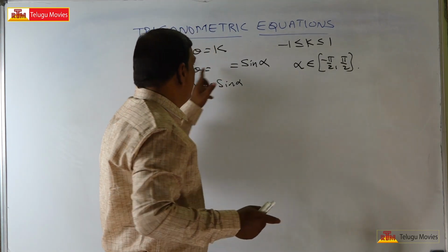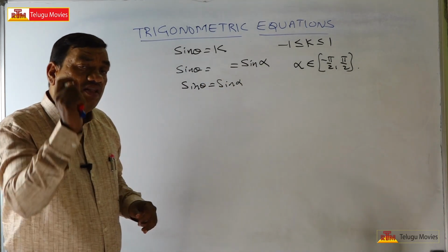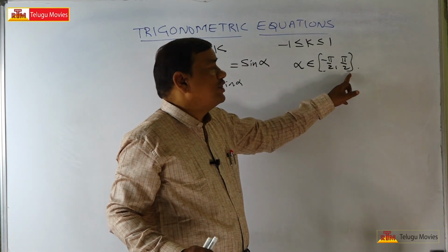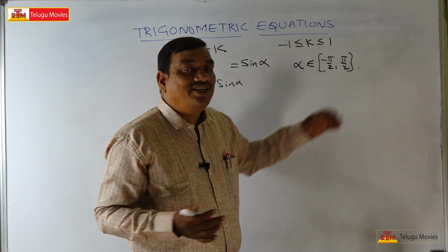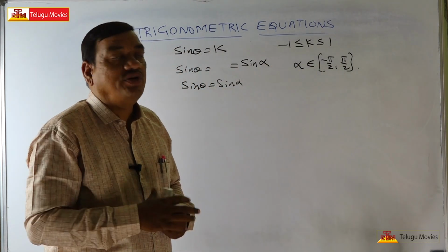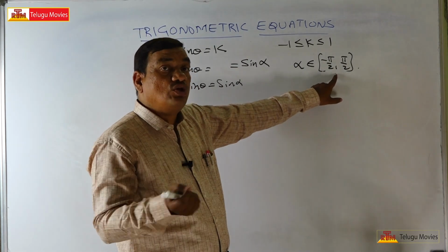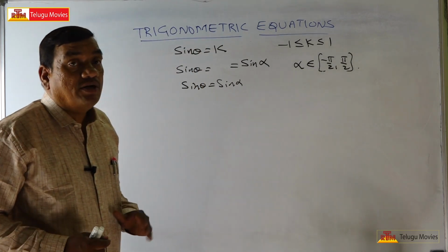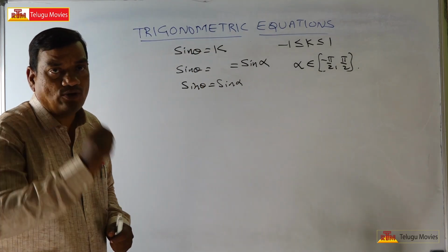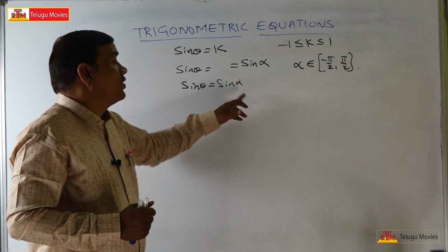For example, sin theta is equal to 1 by 2, what is the first solution? It will come from minus pi by 2 to plus pi by 2: 30 degrees. If it is root 3 by 2, you will get 60 degrees. That value is called the principal solution. The solution which comes from the interval minus pi by 2 to plus pi by 2 is called the principal solution. From that solution, we are going to generate the others.